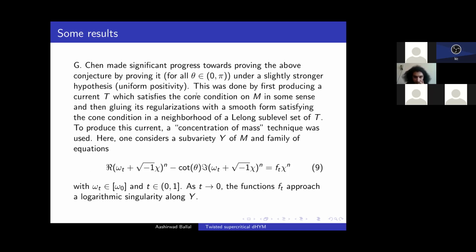And once he had the current, he used a regularization to patch this current with a smoothing obtained on some neighborhood of a Lelong sublevel set of T.